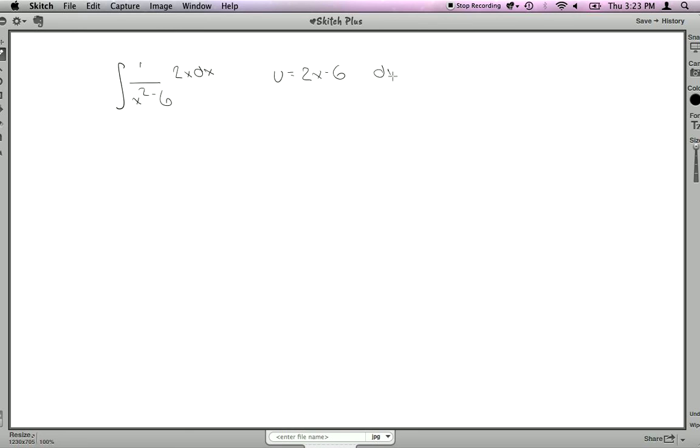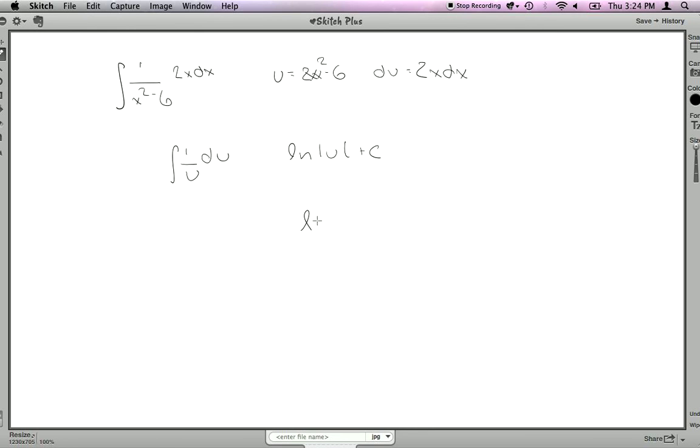We take the derivative of that, and du will equal 2x dx. Let's look back at our original equation, and we have a 2x dx, which will make things very easy, so we can just plug in for du. And now we have the integral of 1 over u du. If you remember all of your integrals, you'll know that the integral of 1 over u is actually just the natural log of u, so our answer will come out to be the natural log of the absolute value of u plus c.